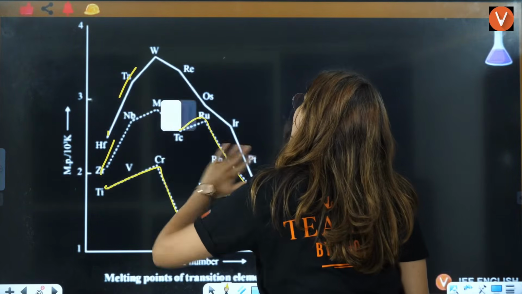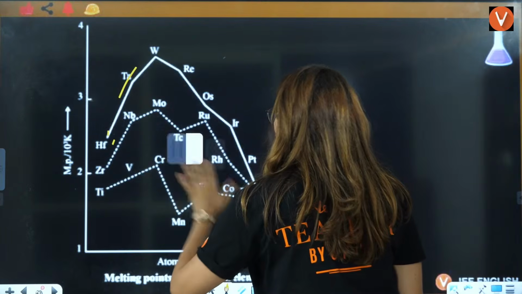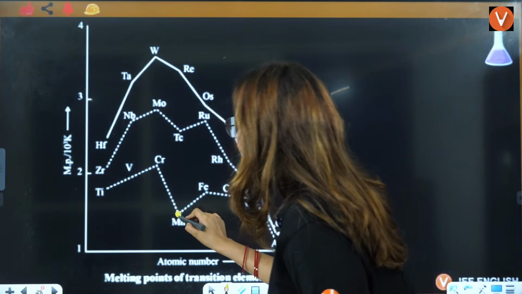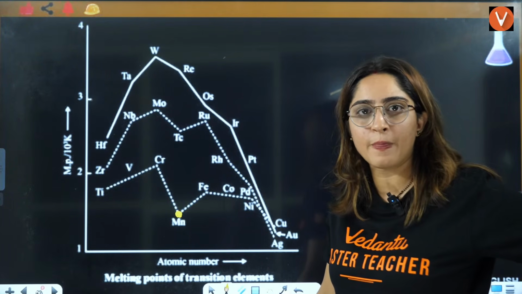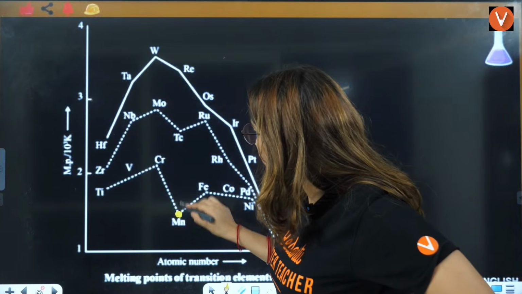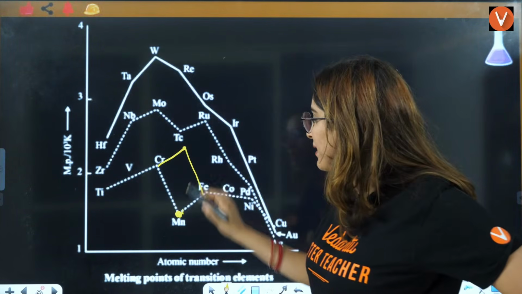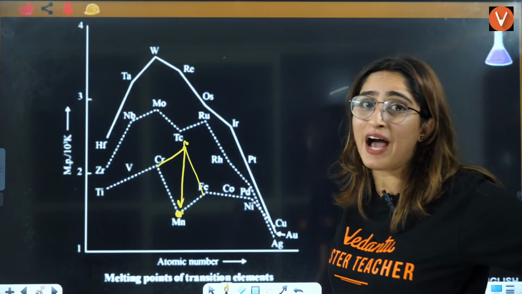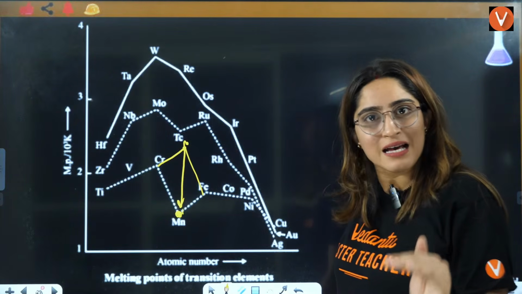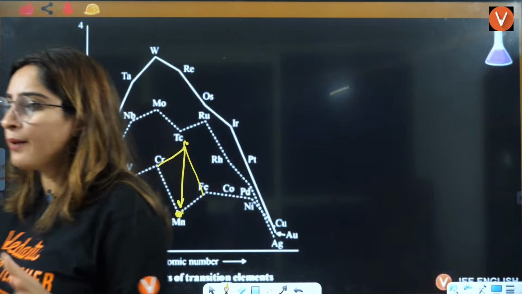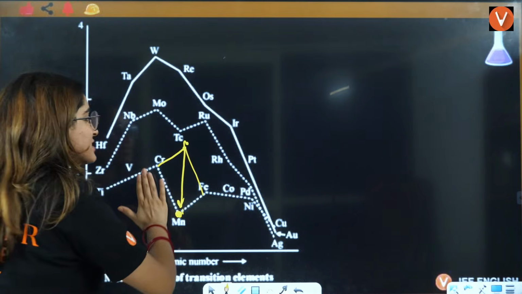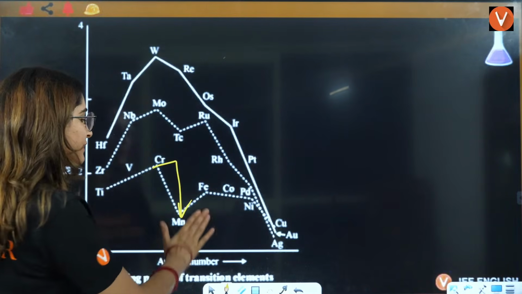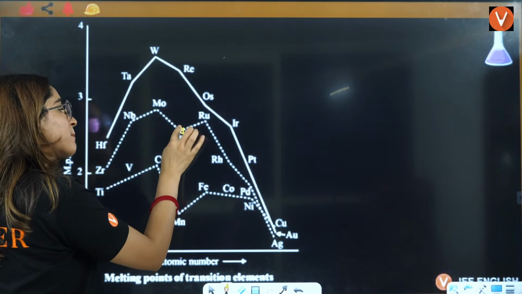Now, understand one thing. Let's talk about why there is this dip here. It was supposed to be like this, but it actually dips to this point because originally it has 5 unpaired electrons. So what happens here in the middle? Suddenly its melting point decreases for manganese. That is the exception. Same thing happens with technetium.